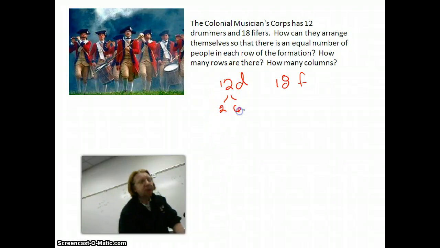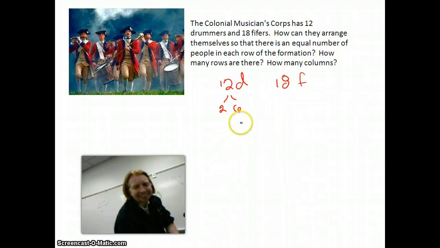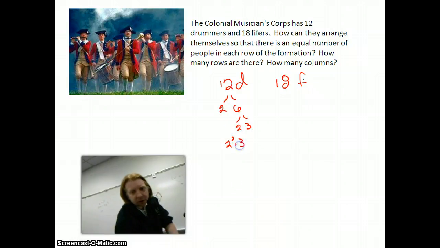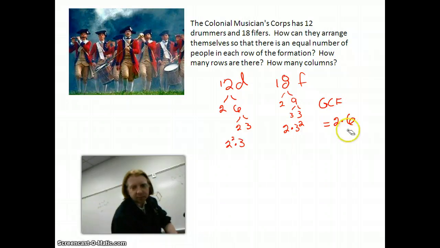So 12 is 2 and 6. Now remember, if certain students are in the room, you have to make sure it's in smaller, bigger order because they freak out. See? So that's going to be 2 squared times 3. And then 18, that factors as 9 and 2, 3 and 3. So that's going to be 2 times 3 squared. You pull out the common ones. So the greatest common factor is 2 times 3, which is 6.